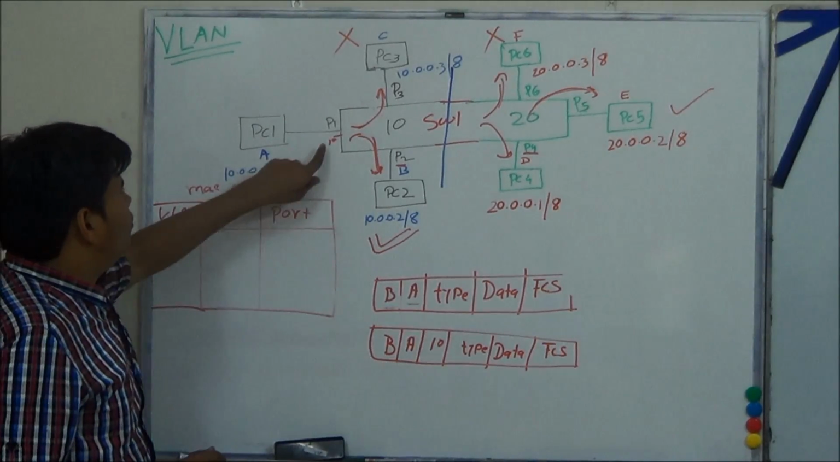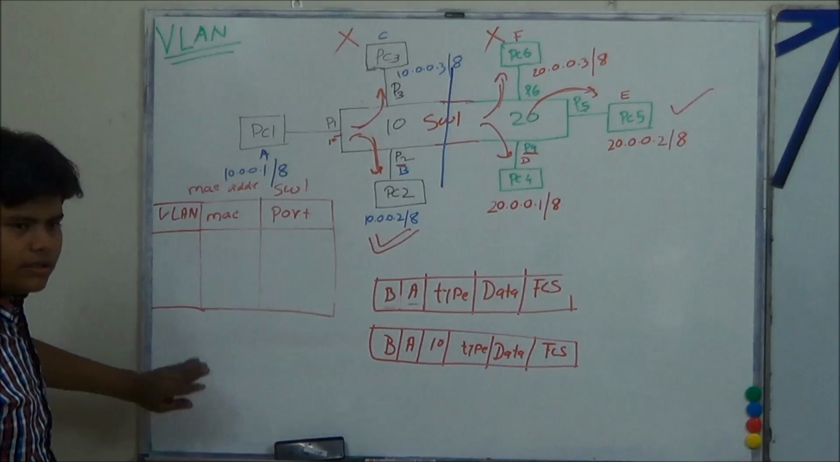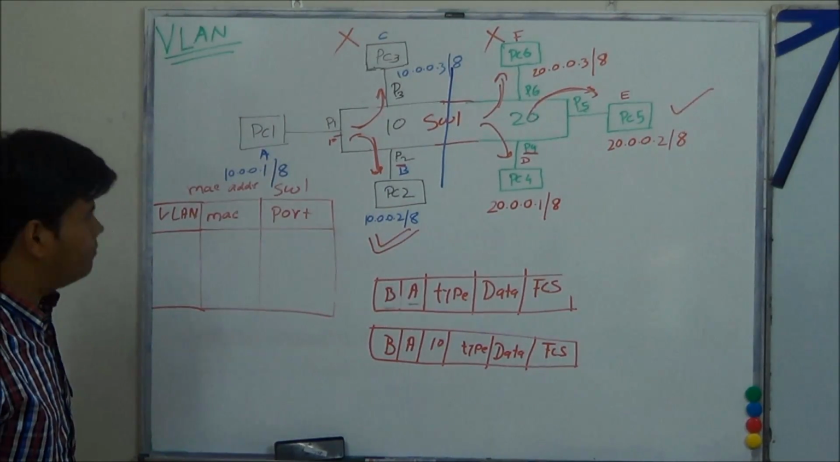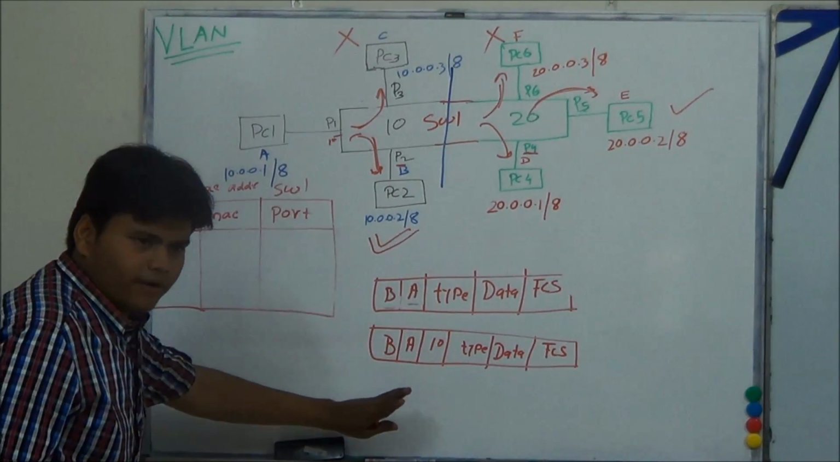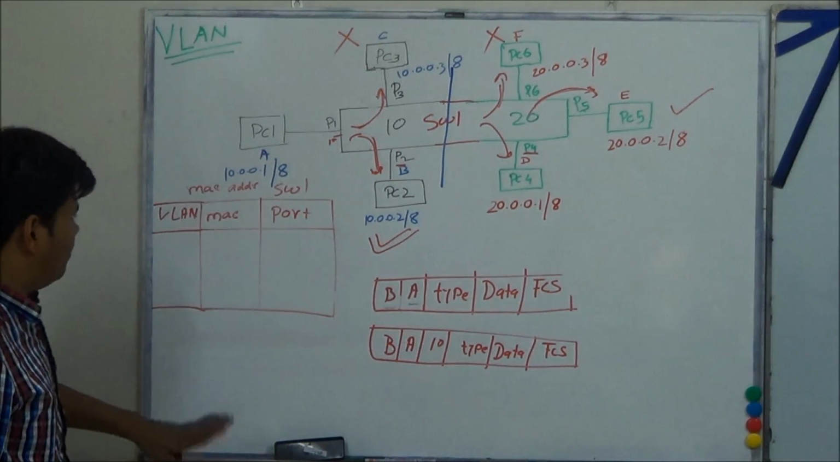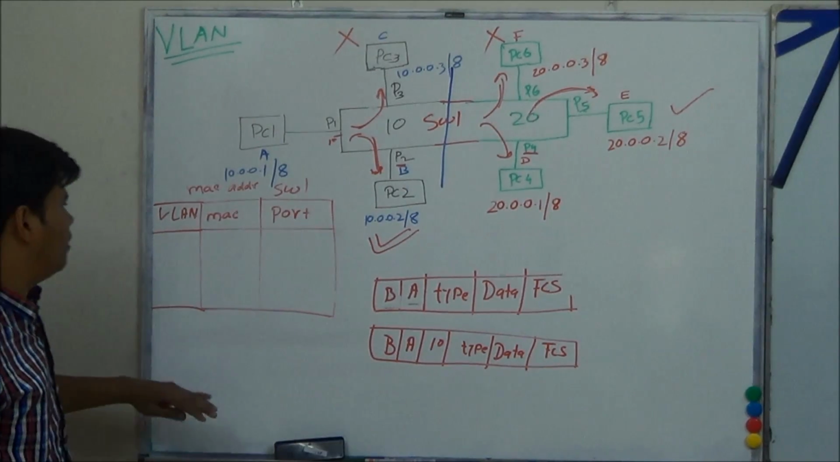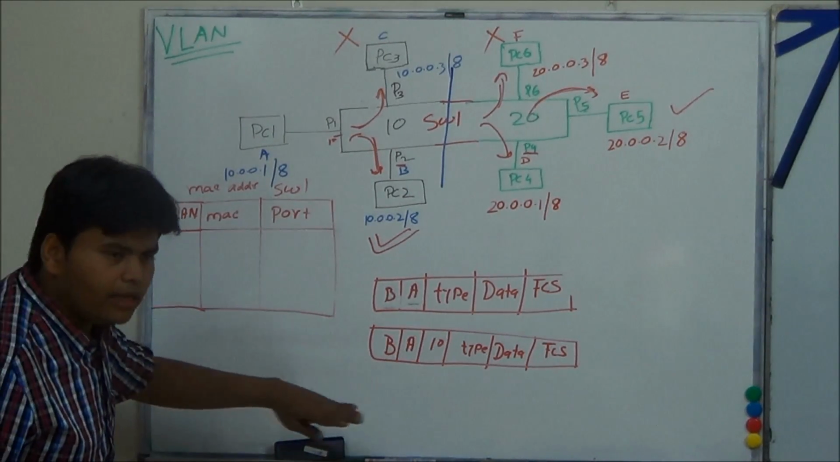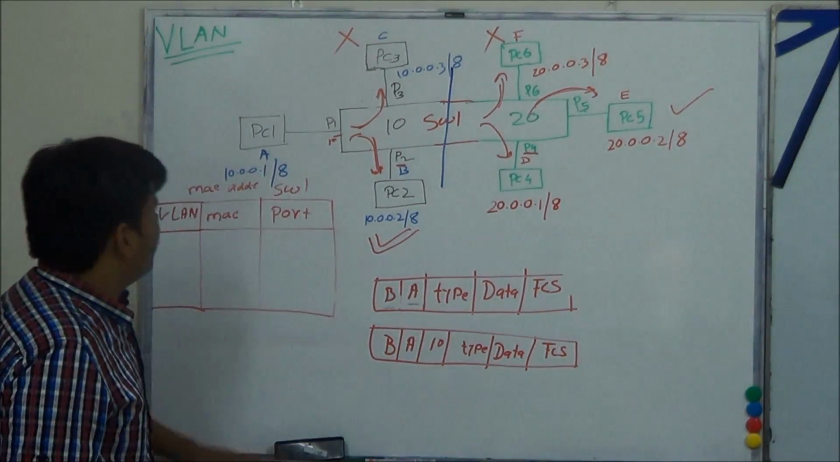Now the switch will receive this frame. The functioning of the switch remains the same. It will first check the source MAC address of the frame, which is A, in its own MAC address table. Here initially it is empty, so it learns the MAC address A at port P1.